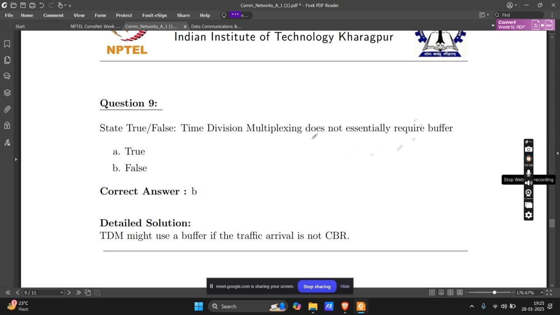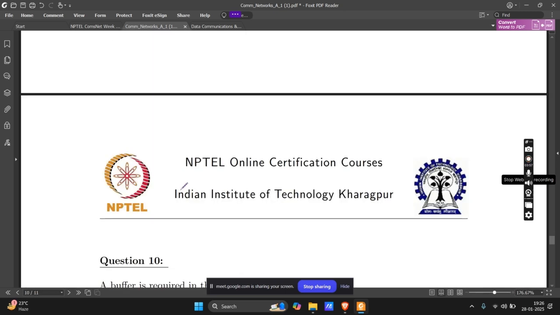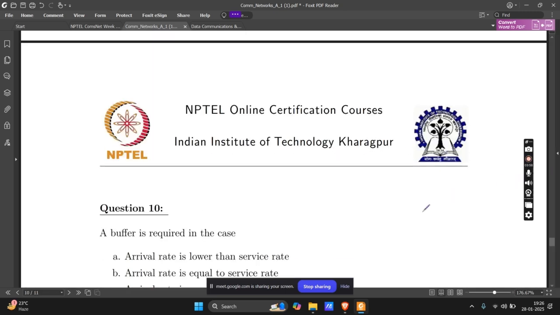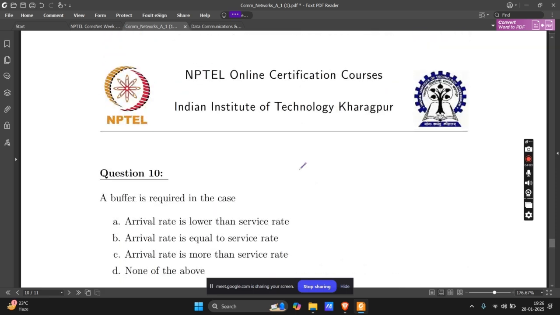So "does not require a buffer" is a strong statement. It's a false statement. It might or it might not. It's your design choice. But since the number of users is not in your hand, if the number of time slots is less, you of course need a buffer, because losing the data that users are sending is not acceptable. Finally, a buffer is required in the case arrival rate is lower than service rate, arrival rate is equal to service rate, arrival rate is more than service rate.